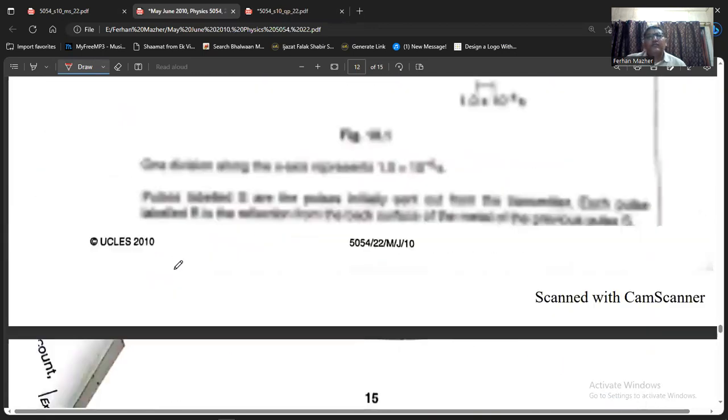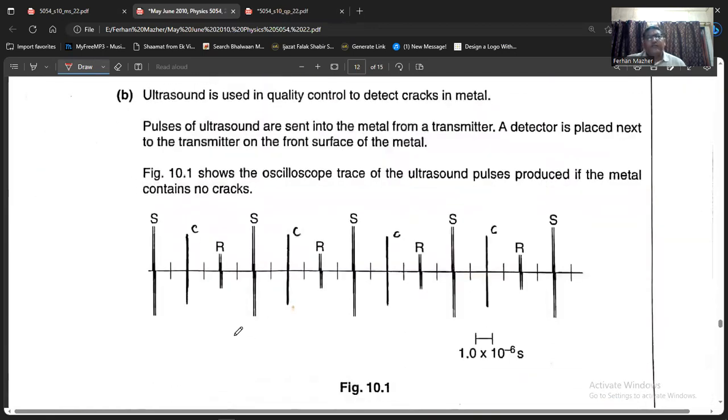Now here you see, this is C. Because the sound is reflected back whenever there is a change in the density of that metal. So from that boundary, the pulse is reflected back. Because the crack is exactly halfway between the front side and the back side of the metal, the C will come in the middle of S and R. And I think its amplitude will be larger than the R, but less than the S.